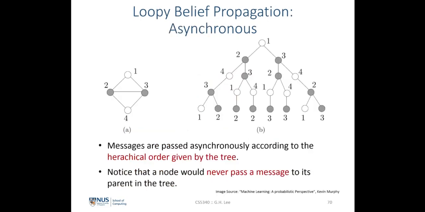There's also asynchronous message passing, where we can predefine a certain order of passing the messages. For example, in this case where we have random variables 1, 2, 3, and 4, we can define a tree that looks something like this, where at the first level we'll pass all the messages into 1, then we'll propagate into 2 and 3 concurrently, and from 2 and 3 we'll propagate into 4, and so on and so forth until we reach the leaf nodes, and then we terminate the loopy belief propagation algorithm.